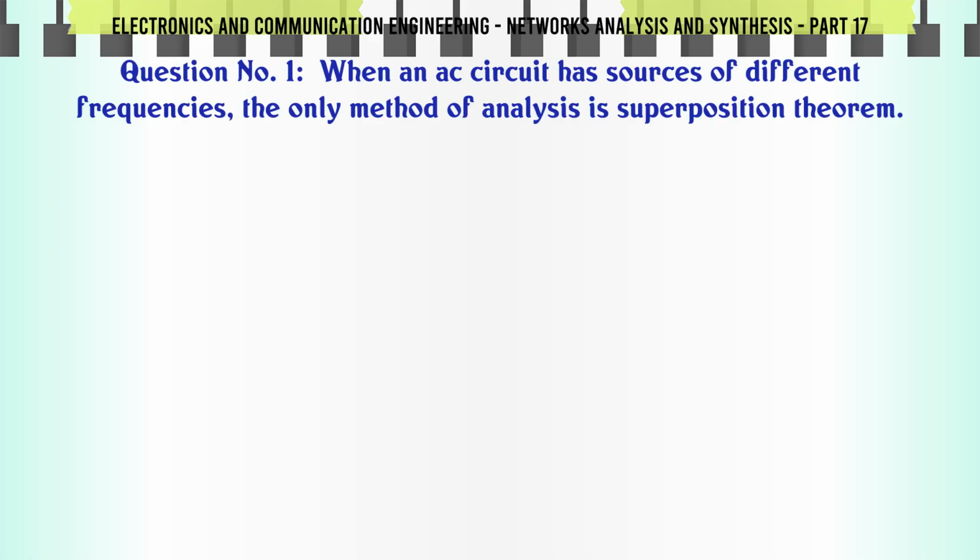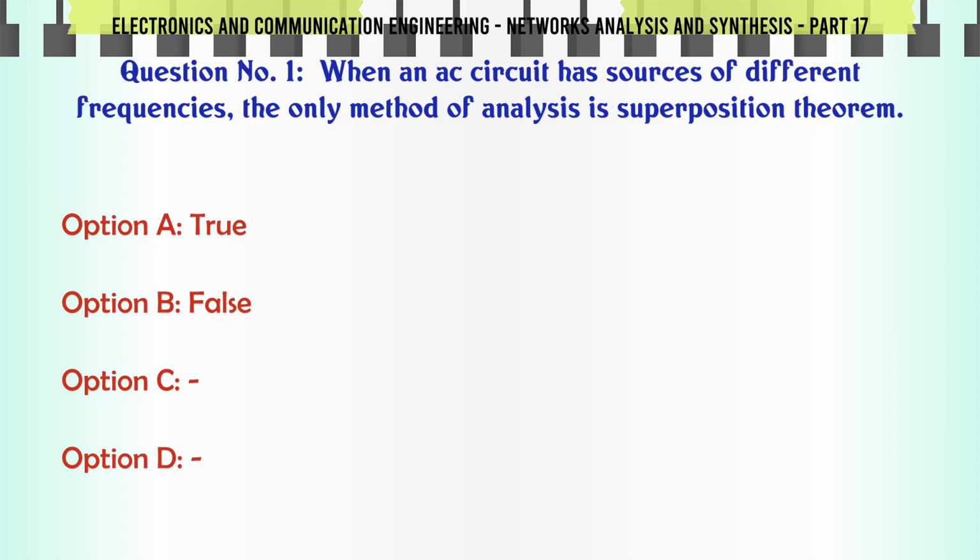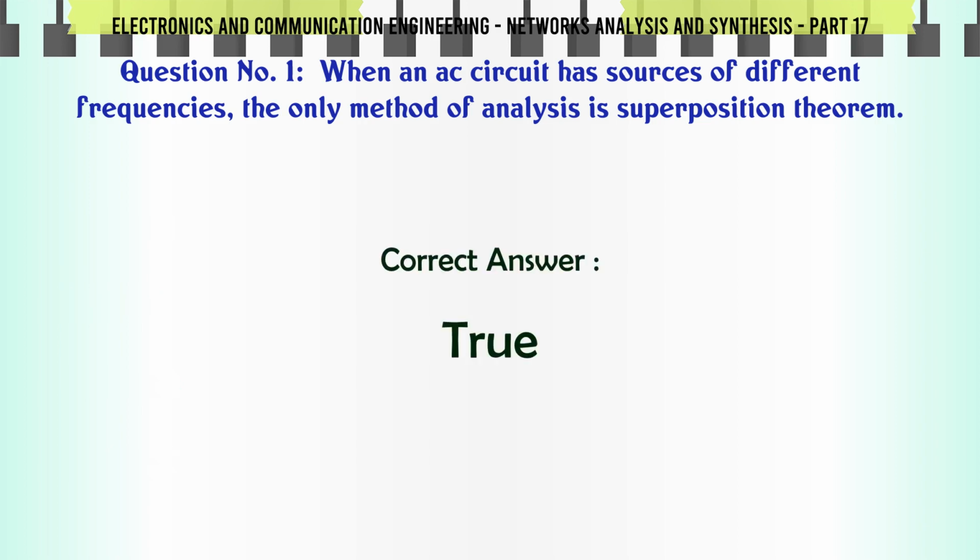When an AC circuit has sources of different frequencies, the only method of analysis is superposition theorem. A. True. B. False. C. D. The correct answer is true.